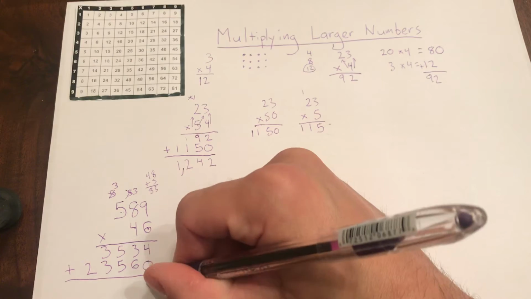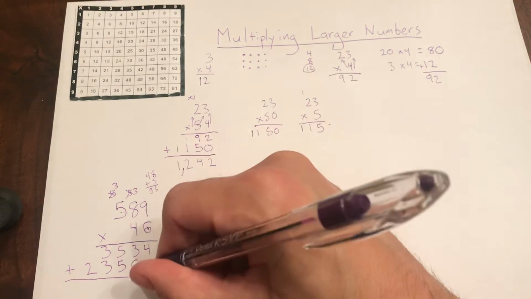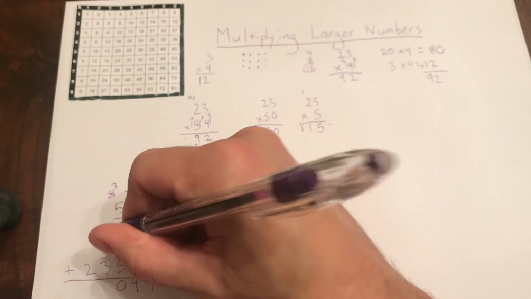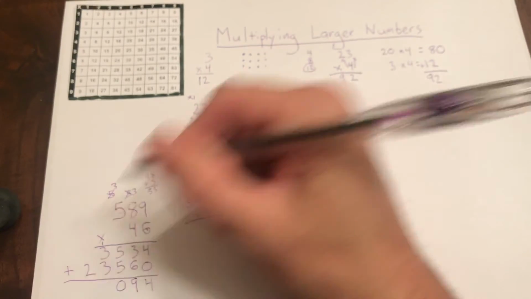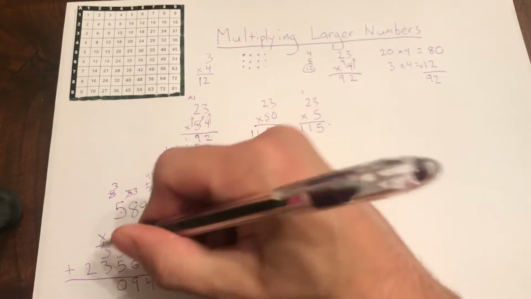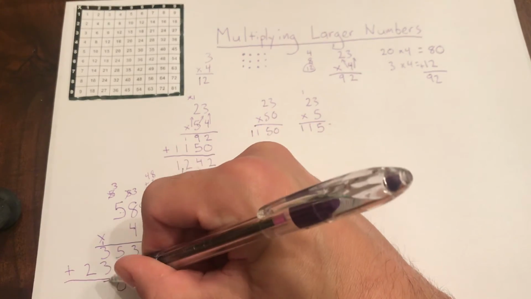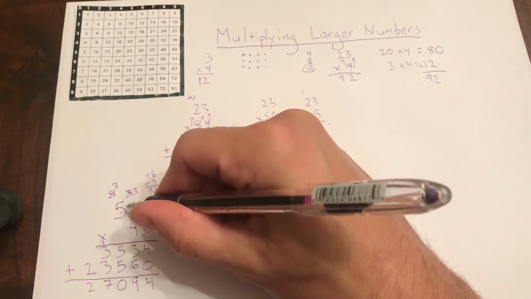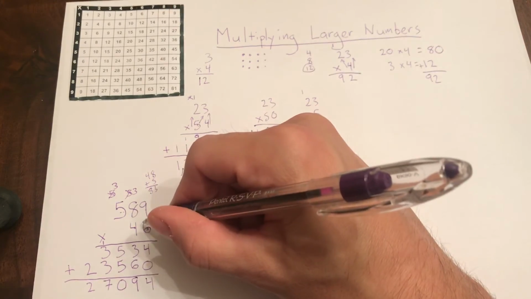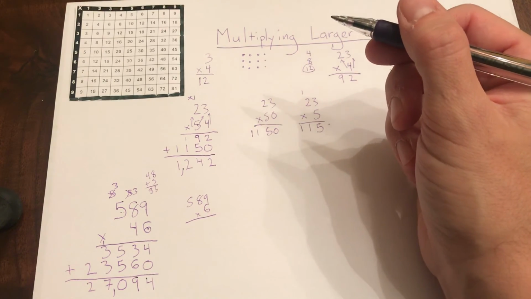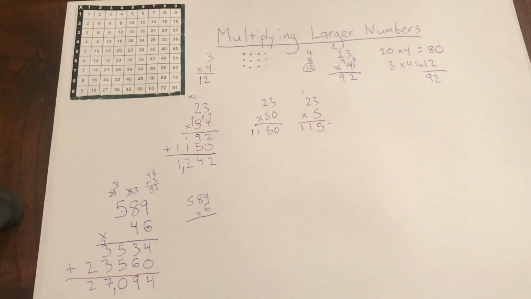4 plus 0, 4. 3 plus 6, 9. 5 plus 5, 10. Go slow, guys. Some of you really know this stuff already, but you go so fast you make a simple error. It looks like you don't. 3 plus 3 is 6, plus 1 is 7, and then my final digit is 2. So I just found 589 times 46 is 27,094.